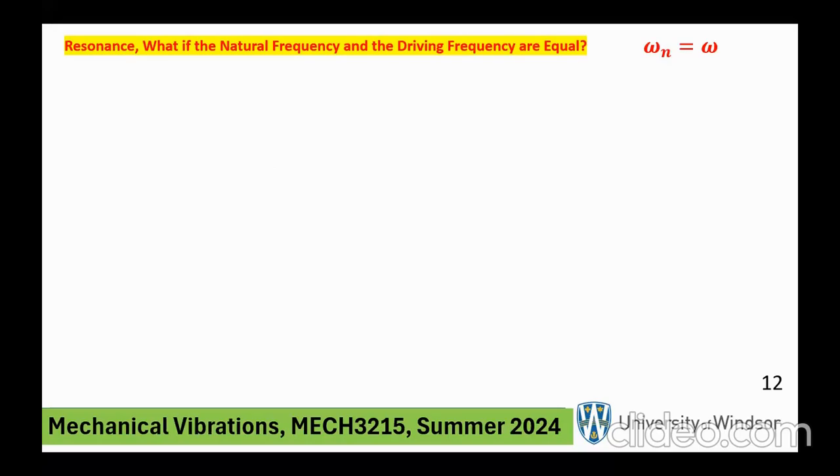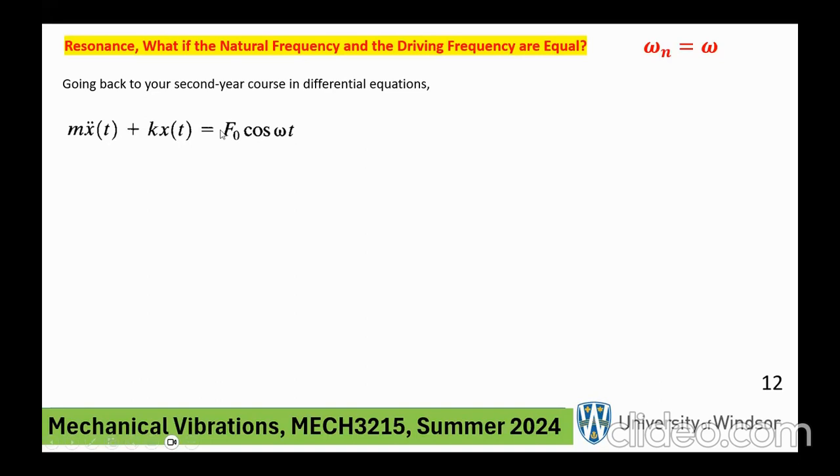Now let's look at the case where the driving frequency omega is the same as the natural frequency omega n. So here's my equation. This omega on the right hand side happens to be the square root of k over m, which is your omega n. Let me remind you that what we did, we divided through by m. We wrote it like that, where k over m is omega n squared, and of course, big F naught over m, we call it little f naught.